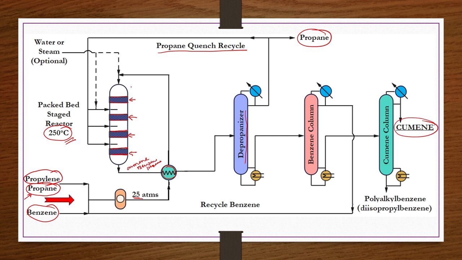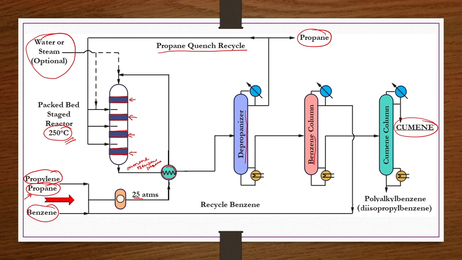Water or steam options are also possible for this reactor to control the temperature, but that is optional anyway. So, better is to use the propane quench. After removing the propane from the product mixture, the mixture is primarily having cumene and unreacted benzene. So, that mixture is taken to the benzene column.